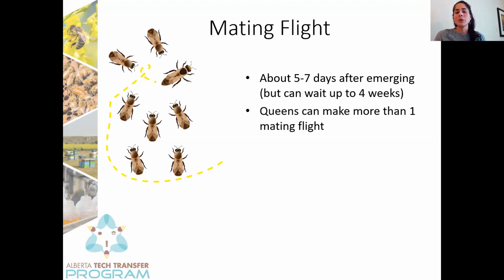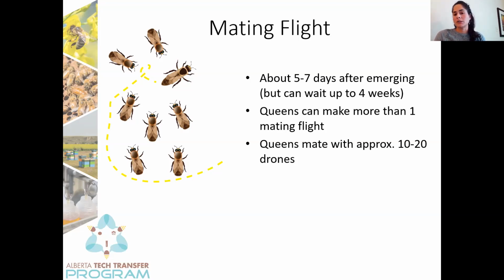So queens can also make more than one mating flight. They can make 1, 2, or 3. But they're usually very close together. It's not like they'll make one mating flight today and then next month they'll make another one. No, they're very close, but they can make more than one mating flight.